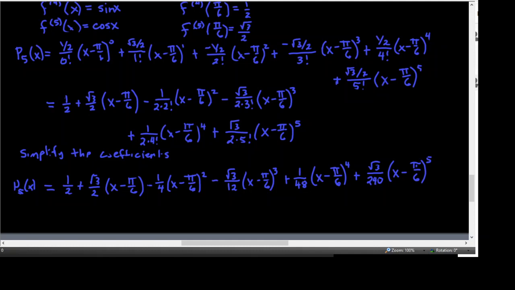and then you could simplify the coefficients as needed. Okay, so that ends 9.7. I will see you in class.